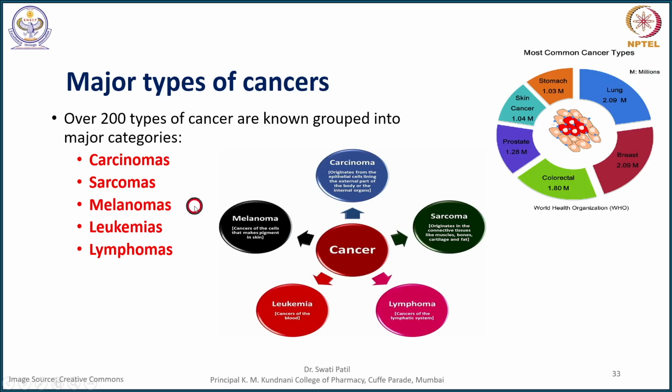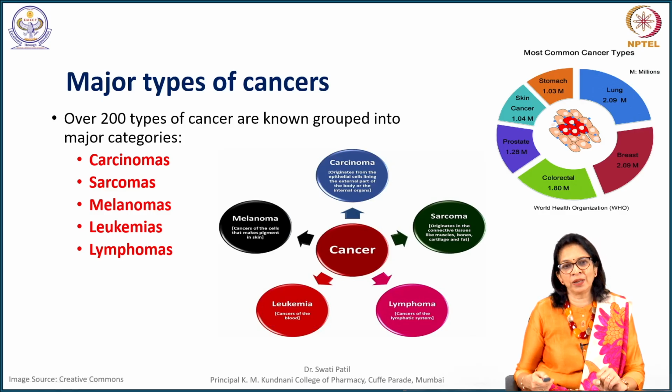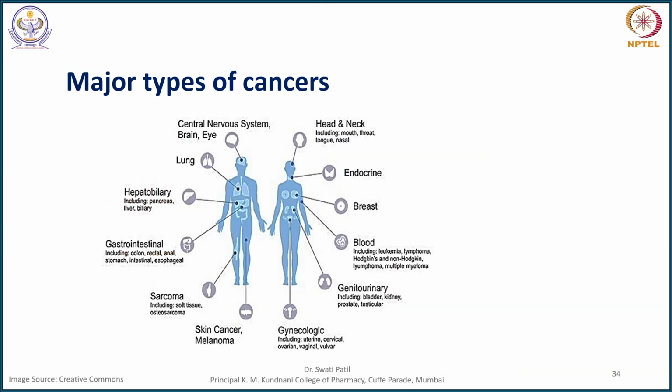The major types of cancers are carcinomas, sarcomas, melanomas, leukemia and lymphomas. Melanoma is a cancer of pigment in the skin. Carcinoma can occur in any external or internal part of the body. Sarcoma is cancer of bones and cartilage. Lymphoma is the cancer of lymph, and leukemia is cancer of blood. When blood cells start multiplying in an uncontrollable manner, we term it cancer.